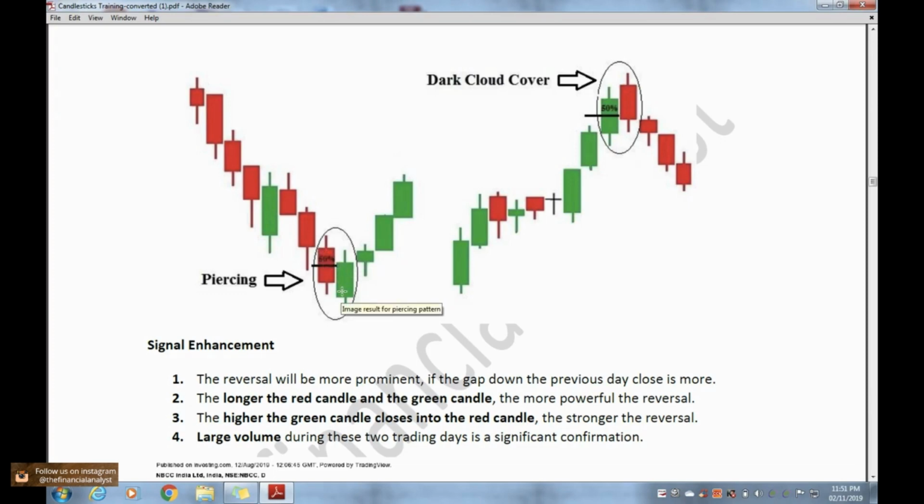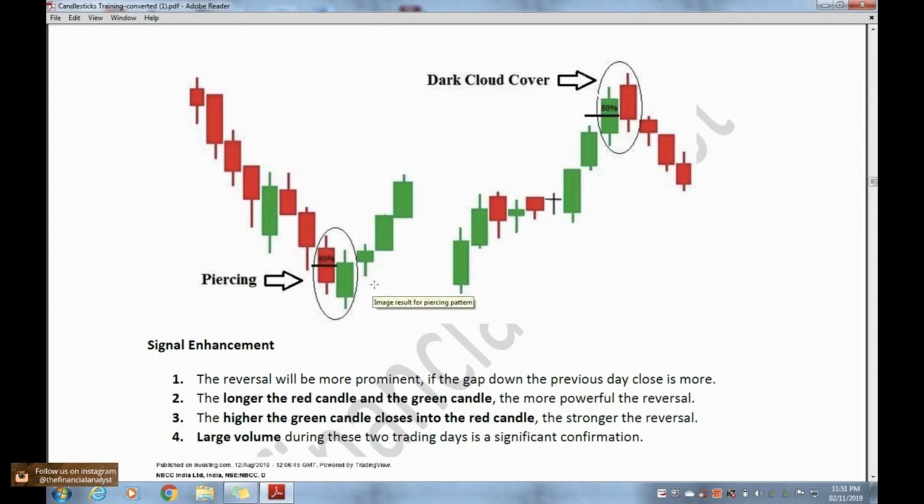Number three, the higher this green candle closes into the red candle, the stronger the reversal. I will be discussing this in detail with an example on the charts, but if I have to reiterate this point, if the candle number two, the bullish candle, is closing, let us say below 50% of the first candle, that will not give us a very good chance of a reversal. But the higher it closes, let us say near the opening point of the previous candle, the better the chances of the prices shooting up and for traders and investors to profit from this trade.